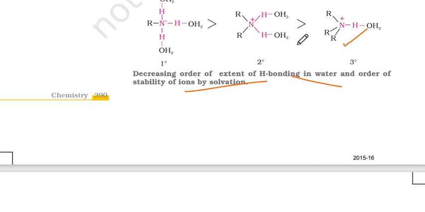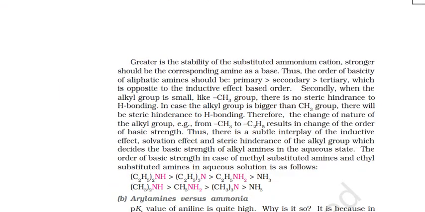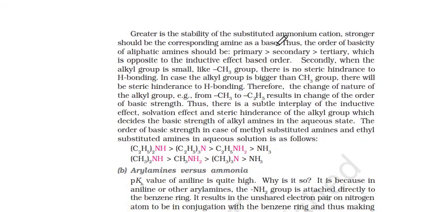So as a result, the tertiary amine will not be the most basic. Otherwise, over here, it will be the primary amine, and that is due to the similar solvation reason. Greater is the stability of the substituted ammonium cation, stronger should be the corresponding amine as a base. So obviously, the more stable our product is, the more the reaction is favored. Thus the order of basicity of aliphatic amines should be primary, then secondary and then tertiary, which is opposite to the inductive effect based order.